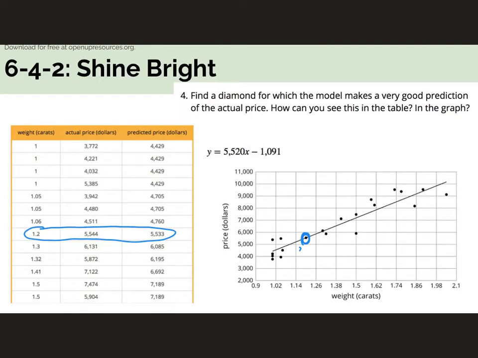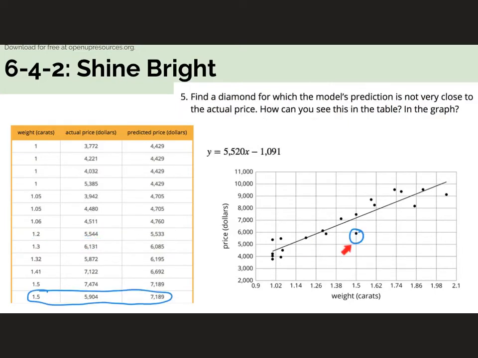The model makes a really good prediction for this diamond right here. I can tell on the graph because the point is pretty much right on the line. And over here in the table, the actual price and the predicted price are only different by $11. That's really close. The model did not make a good prediction for this diamond right here. It is pretty far away from the line if I go straight up. And I can see that on the table as well because I can see that my price and my actual price are different by way over $1,000.